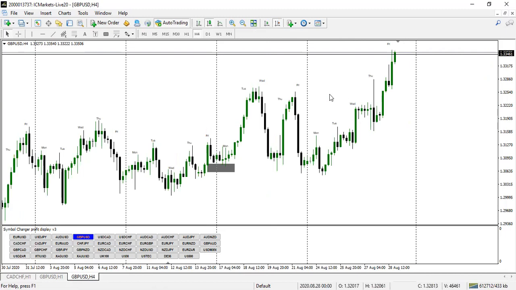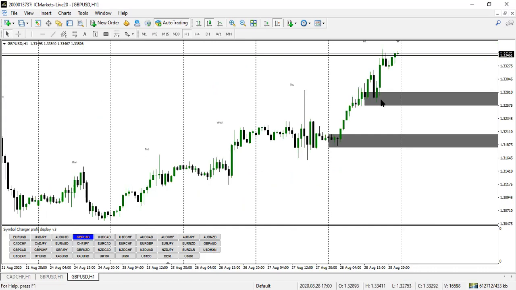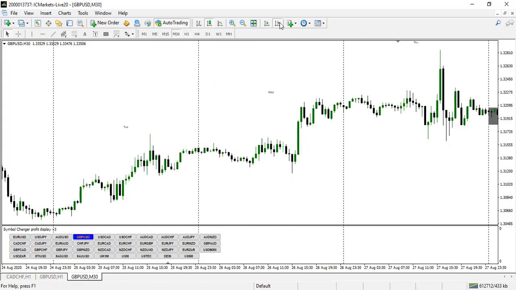Now, for us, if we really want to look to buy this pair, this should be the best possible zone for us to buy it, or this particular zone. Now, going to a lower time frame, I should be able to get a good zone around this area, probably in the 30 minutes time frame.